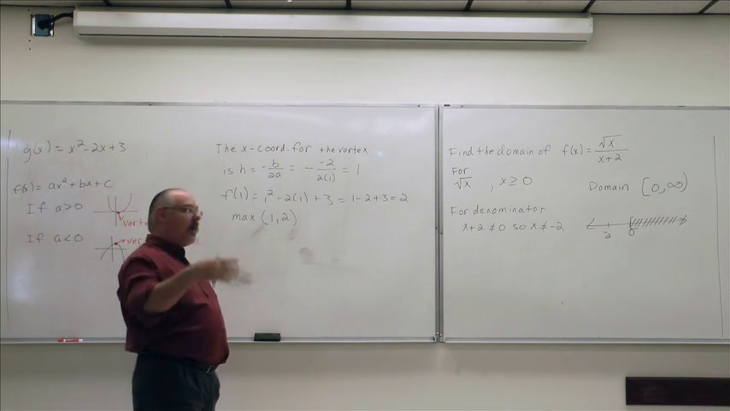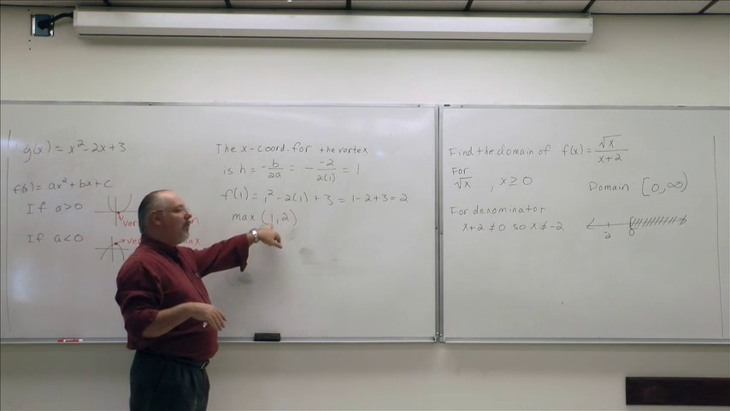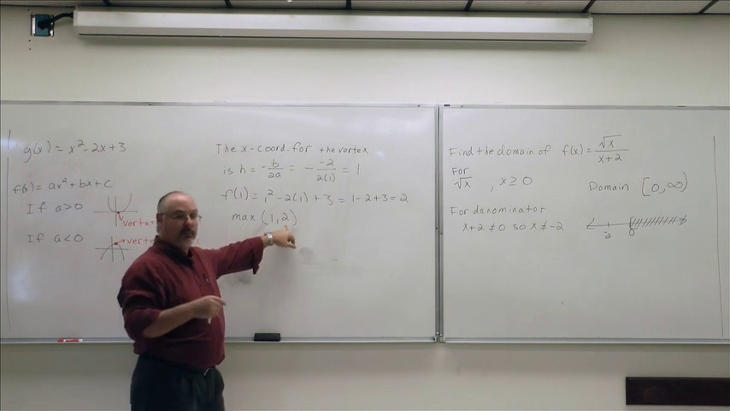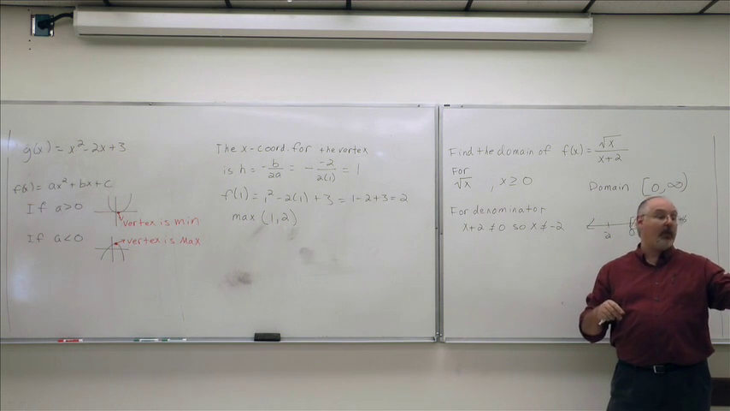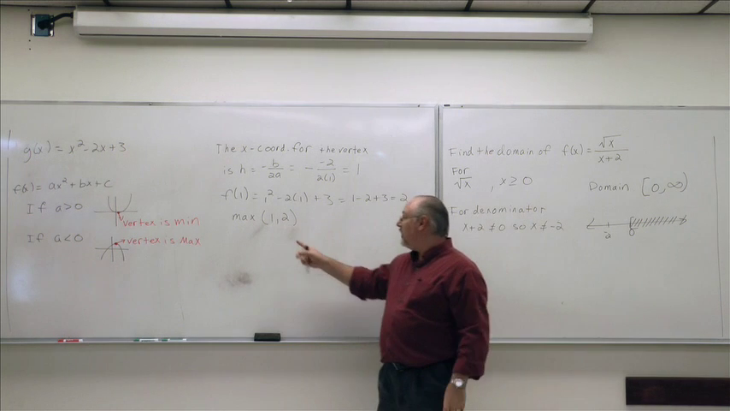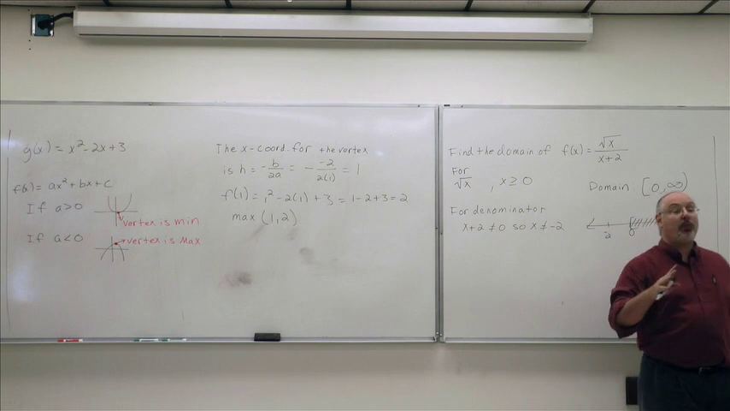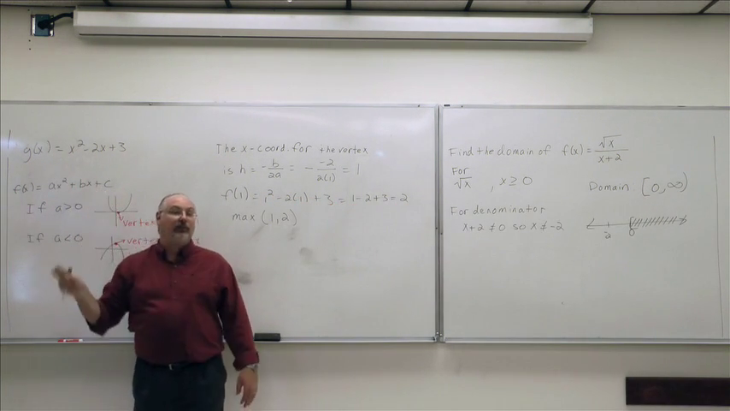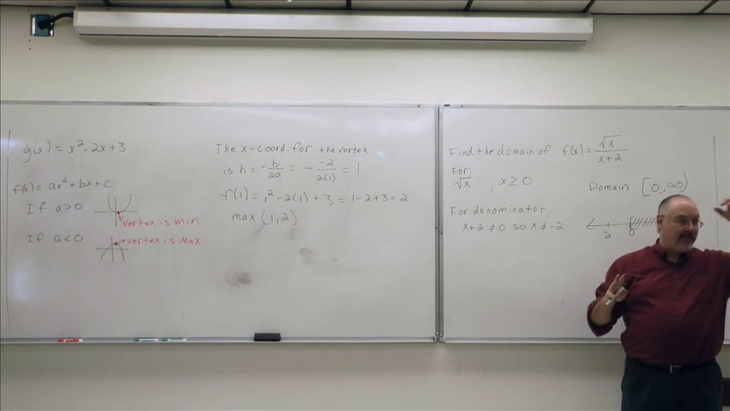So for the question, it would be the maximum occurs at x equals 1, and the maximum value is 2. All right? You can say the maximum occurs or the minimum occurs at the x value, and then the minimum or maximum value of the function is the y value. That's all it is. Now, if this were not a parabola, and it were something else, then you can't do that without calculus. It has to be a parabola. That's all you guys have learned.